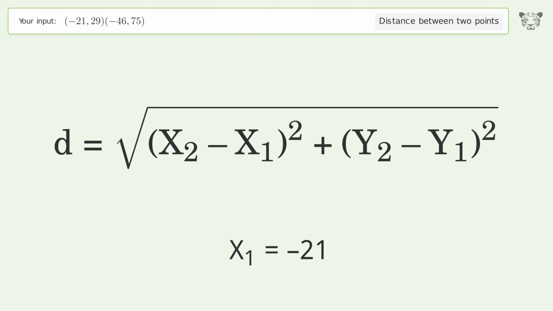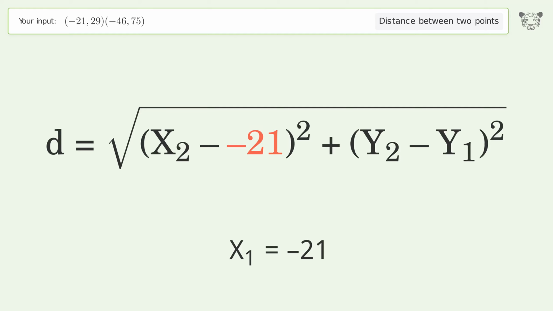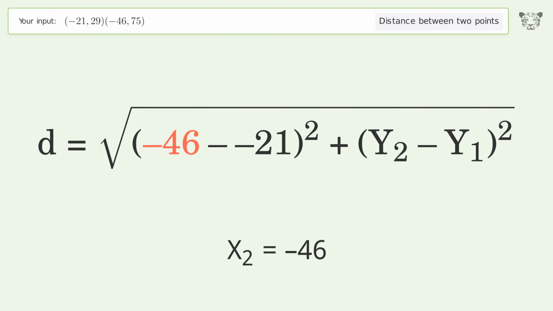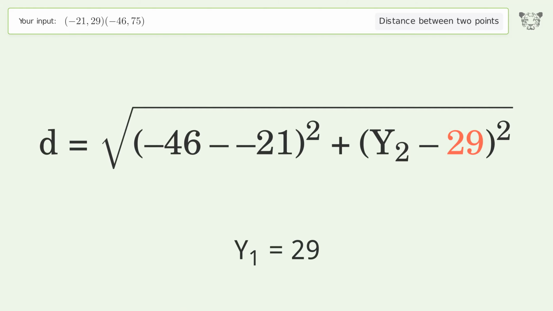x1 equals -21. x2 equals -46. y1 equals 29. y2 equals 75.